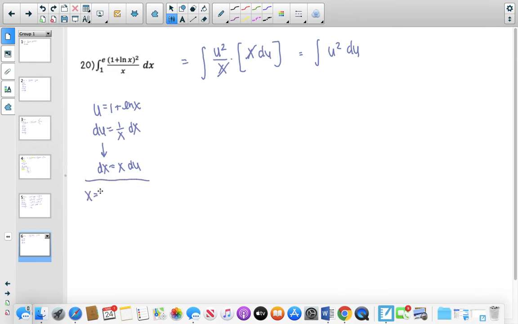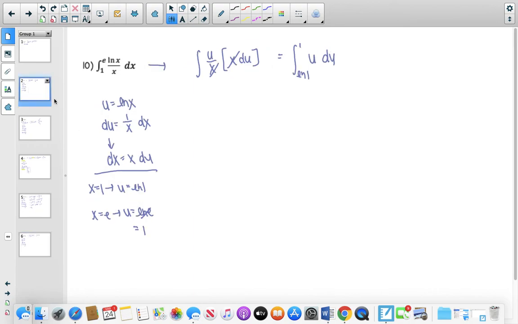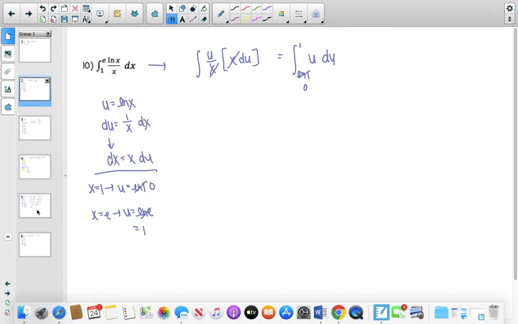So x equals 1 is the lower limit, so we're going to plug it in, and u would equal 1 plus the natural log of 1. The natural log of 1 is 0, and I feel really stupid because I totally messed it up on the other one. So it's just 1 plus 0, which is 1. So real quick, sorry for the jump, number 10, we shouldn't have natural log of 1, we should have 0, which makes your life even easier.